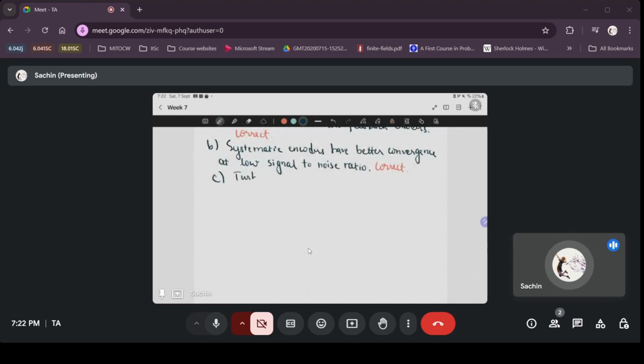Thirdly, turbo codes have a small decoding delay. That's false. That's incorrect.